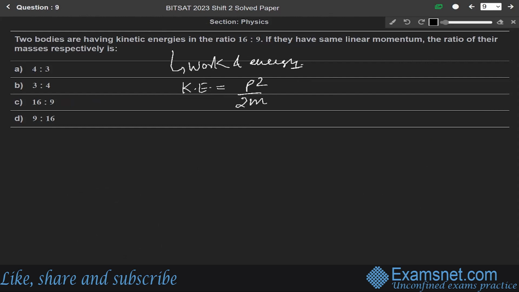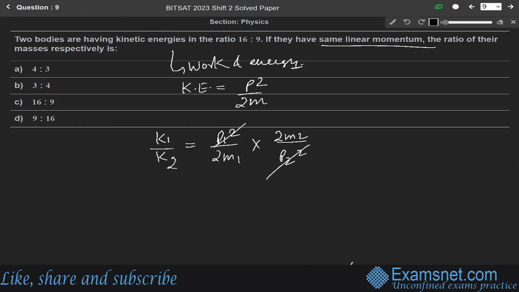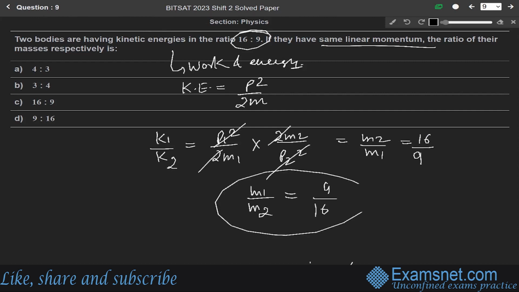This is a very basic formula for the kinetic energy. According to the question, they have the same linear momentum, which means P1 equals P2. So we write K1 over K2 equals P1 square over 2m1 into 2m2 over P2 square. Since P1 and P2 are the same, the 2 cancels, so it equals m2 over m1, and the ratio is given as 16:9. So m1 over m2 will become 9 over 16. This is a very easy question. So option D is the correct answer.